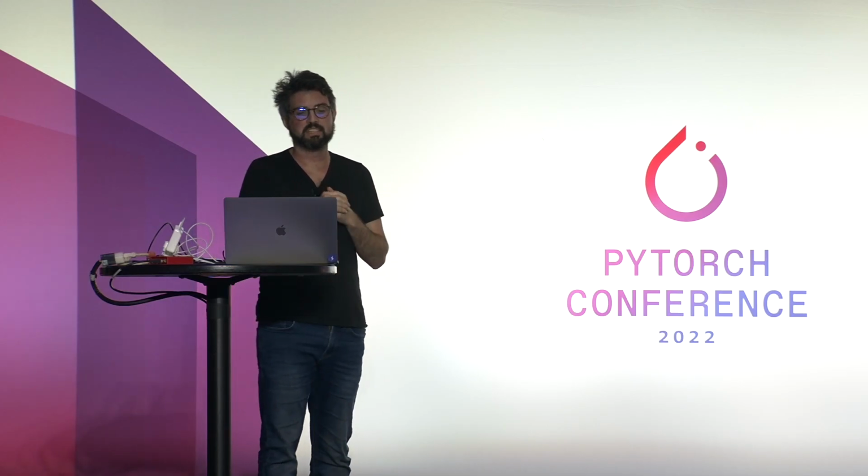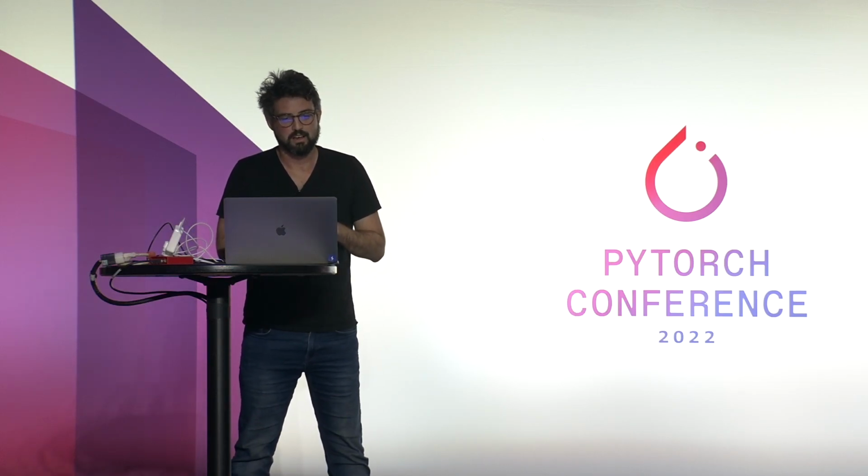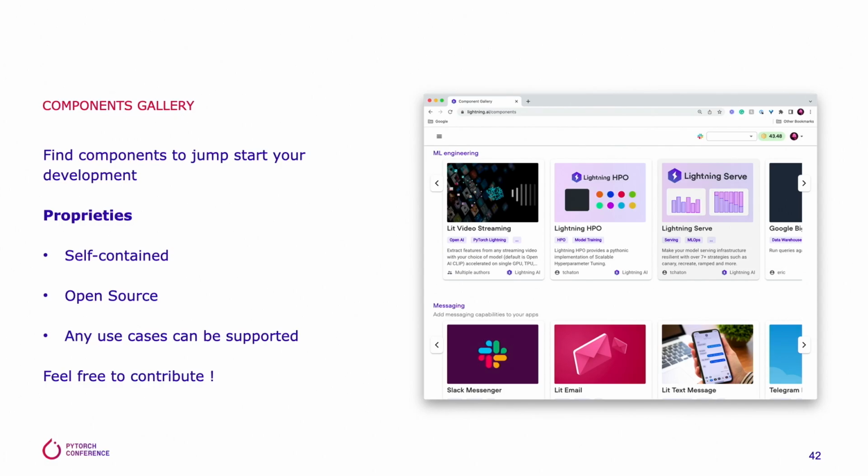And then the component gallery. When you get on the UI, and I will make a jump soon, you will be able to find components to actually jumpstart this development. A component is really a self-contained functionality made of flow and works, usually open source. What's really interesting is that any use case can be supported, from data labeling with, let's say, 51 and Label Studio, to large-scale serving with Prometheus and Grafana, as you might want to use them.